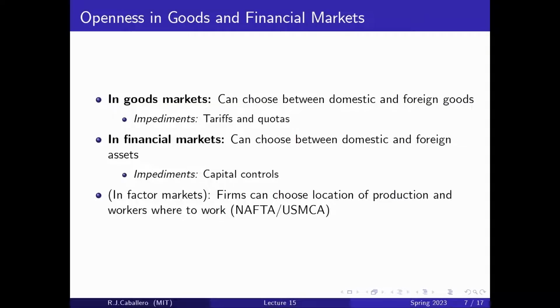So there are three senses in which you can have openness. The two that I have described implicitly already: in the goods market, that you can buy foreign goods and you can sell goods to the rest of the world. And the second one is financial markets, which is what I just described. You can choose between domestic and foreign assets. The main impediments to the former typically are tariffs and quotas, and you've heard a lot about tariffs these days. The main impediments for financial markets is what is called capital controls.